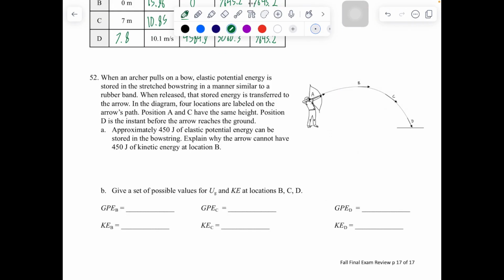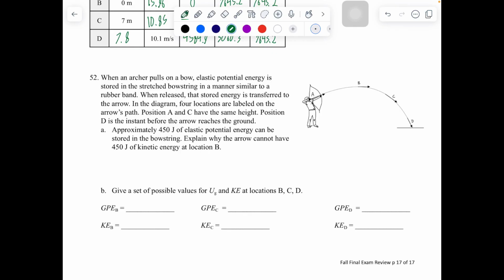Final problem. When an archer pulls on a bow, elastic potential energy is stored in the stretched bowstring in a manner similar to a rubber band. When released, that stored energy is transferred to the arrow. In the diagram, 4 locations are labeled on the arrow's path. A and C have the same height. Position D is the instant before the arrow reaches the ground. Approximately 450 joules of elastic potential energy can be stored in the bowstring. Explain why the arrow cannot have 450 joules of kinetic energy at location B.